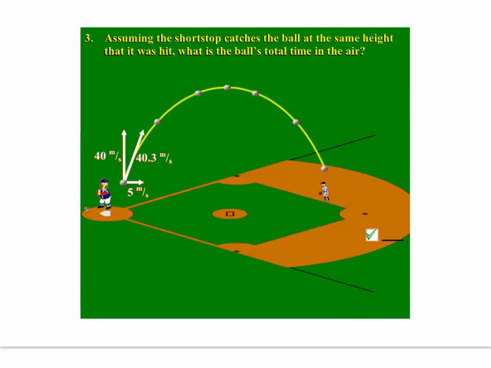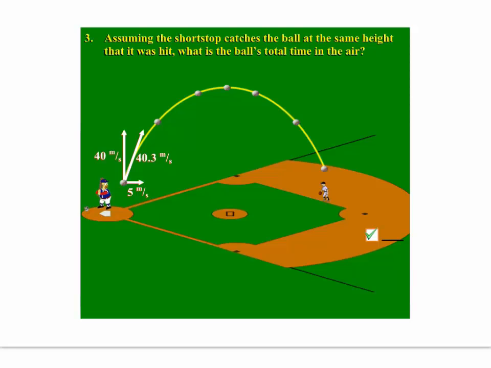So on question 3, it asks, what is the total time in the air? And now you have options as a student. You can either explain this in words and say that, well, gravity is the acceleration, so it's going to take the same amount of time to bring the ball to a stop, going vertically as it would to fall back down, the same displacement to the original height that it was at, and you can just double the time.